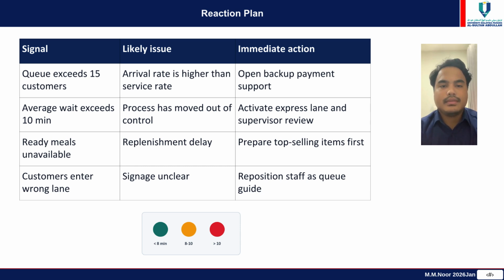Reaction plan. The reaction plan explains what action should be taken when a problem occurs. For example, if the queue exceeds 15 customers, backup payment support should be opened. If ready meals are unavailable, the kitchen should prioritize top-selling items. This plan helps staff respond quickly before the waiting times become worse.